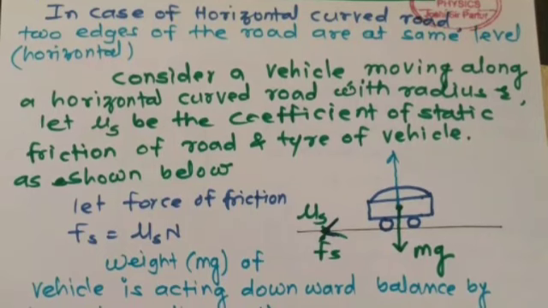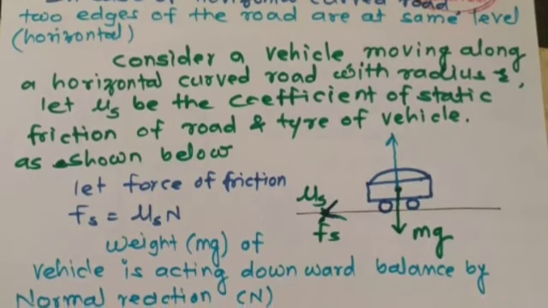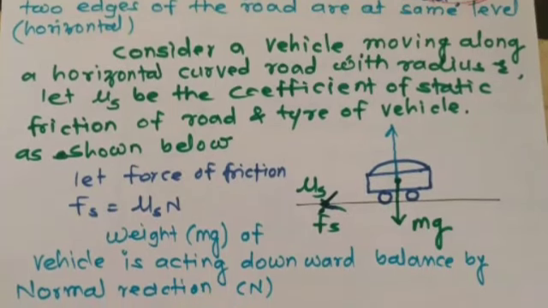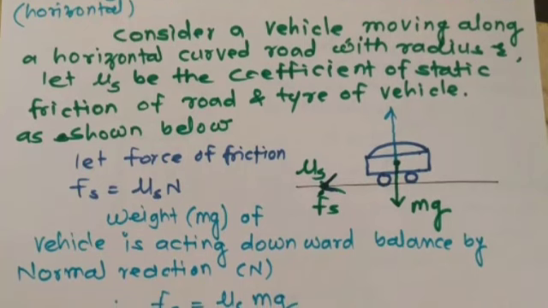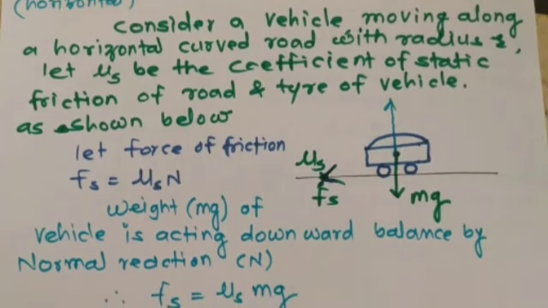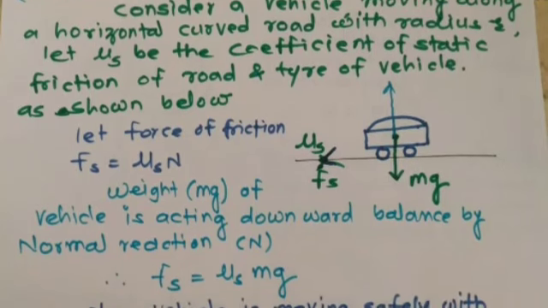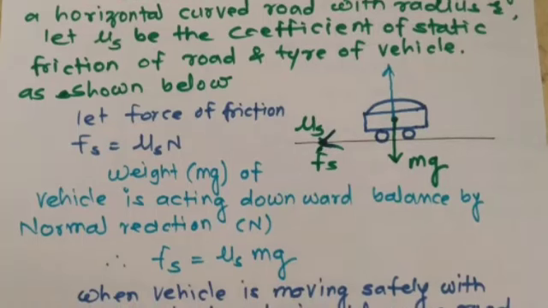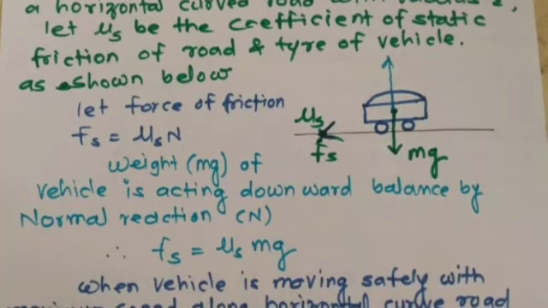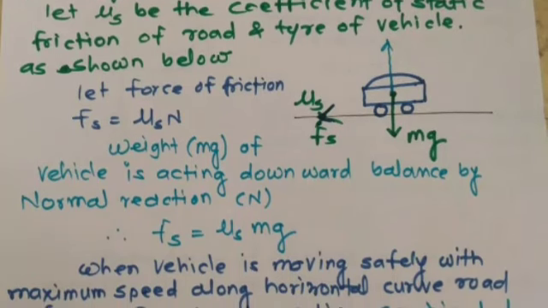Consider a vehicle moving along a horizontal curved road with radius r. Let mu s be the coefficient of static friction of road and tire of vehicle as shown in figure. We can see the figure. Let force of friction be Fs equal to mu s N.